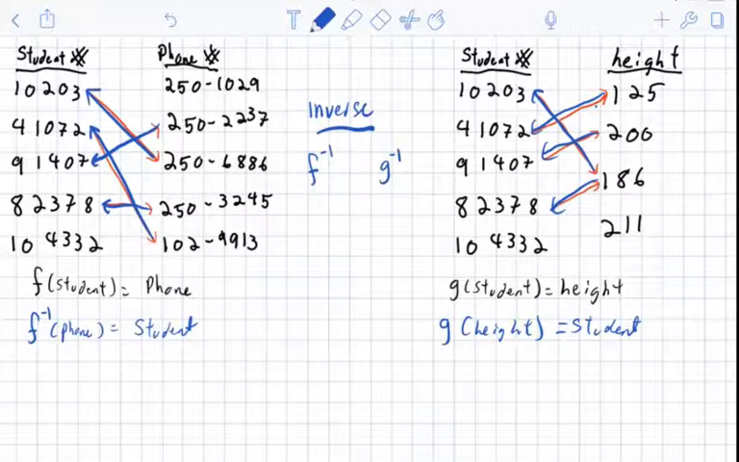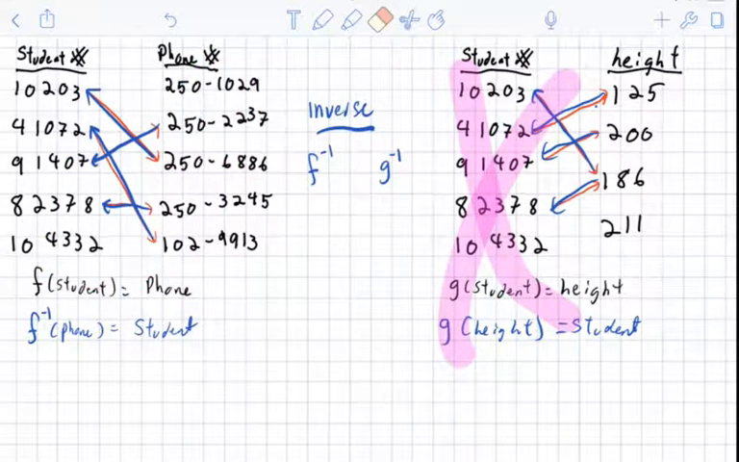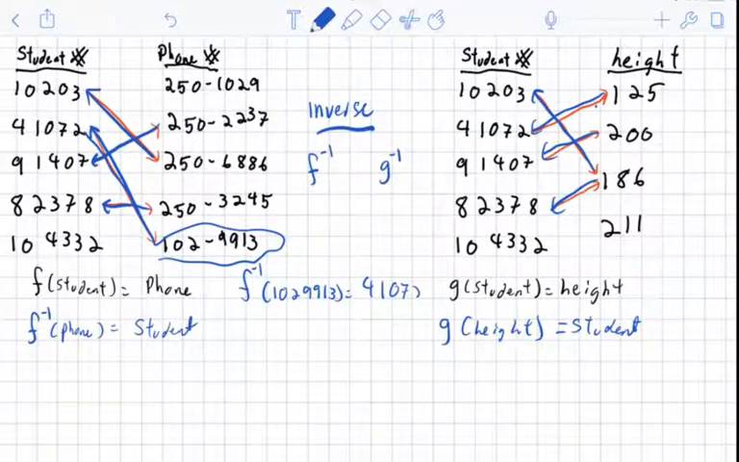Now, before I go on, I mentioned that you were allowed to use this one to build an inverse function, but this one doesn't work. I wonder if you can think of why. I mean, I switched the arrows around just fine. And the idea here is you can use these arrows, right? You can go f -1 of 1029913, and it'll say, okay, start here and follow this arrow up. The answer is 41072. That's whose cell phone this number corresponds to, right?